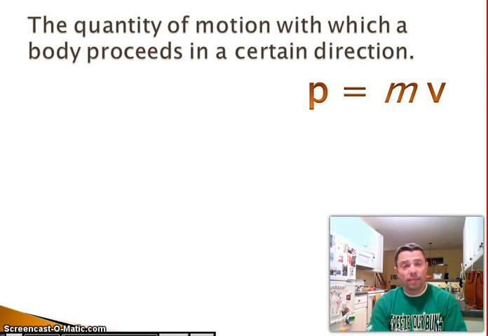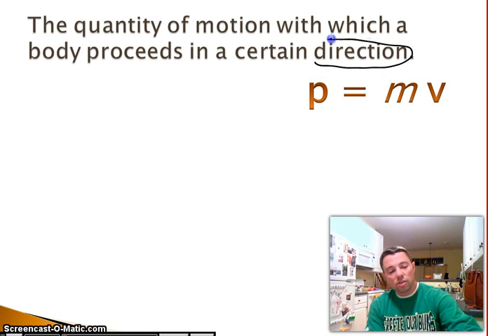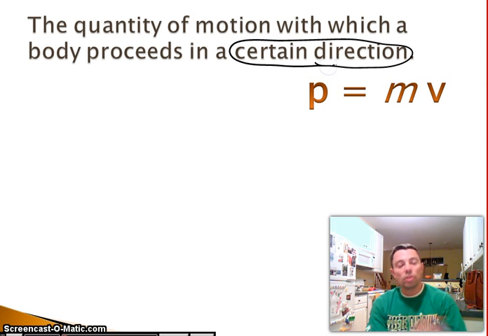This is about as good a definition as I could come up with for the way to talk about momentum: the quantity of motion with which a body proceeds in a certain direction. Now this is a key indication here. Whenever you see "in a certain direction," we're starting to understand that momentum really is a vector quantity. It's not a scalar quantity like energy is. Momentum is a vector quantity, very similar to a force.